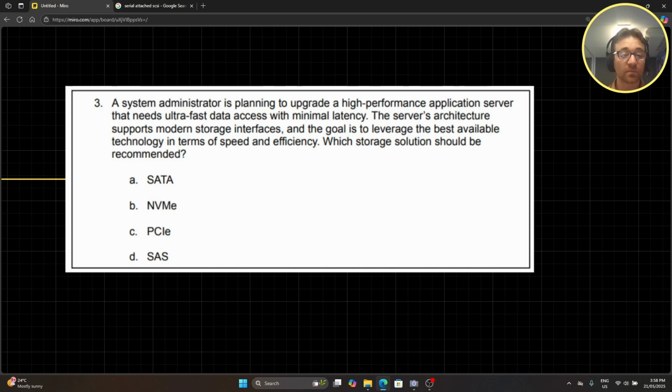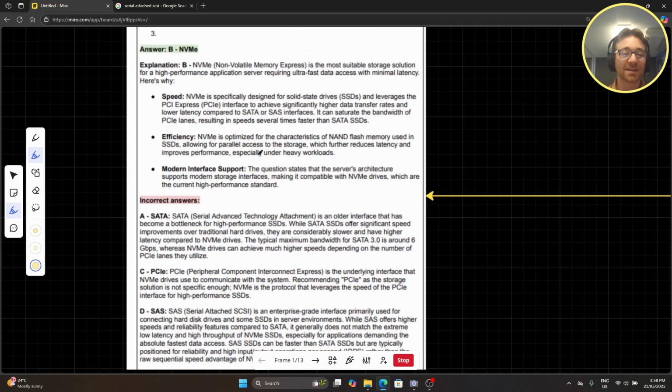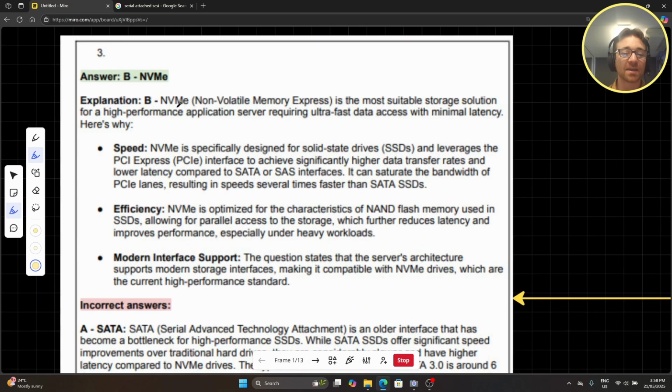Pause the video if you need more time. Your answer coming in 3, 2, 1. Let's go. It is B, NVMe. Guys, NVMe, or non-volatile memory express, is the most suitable storage solution for a high-performance application server.